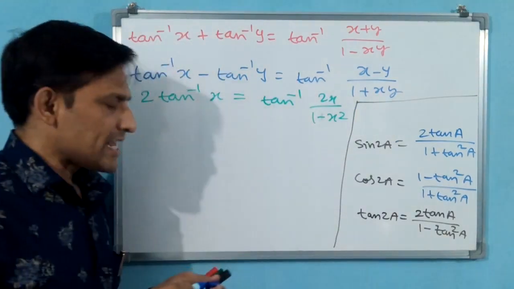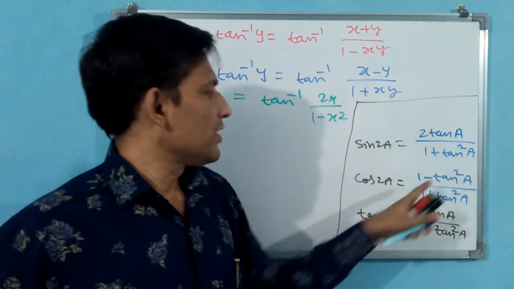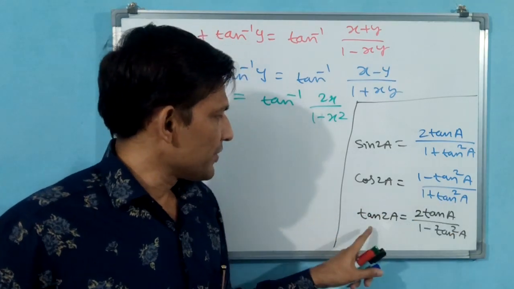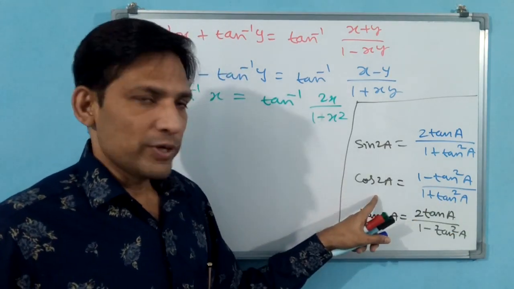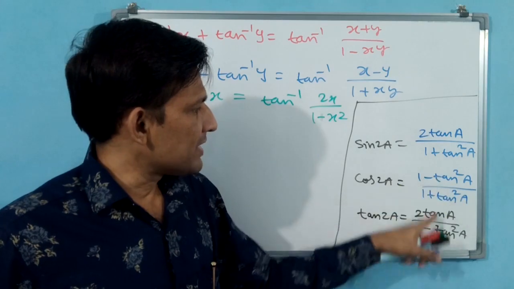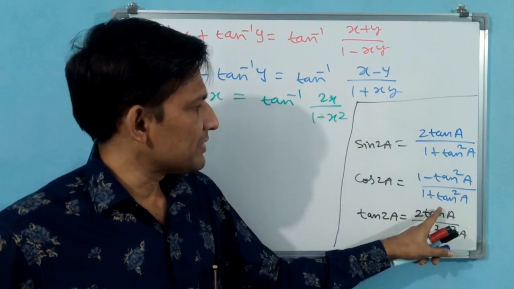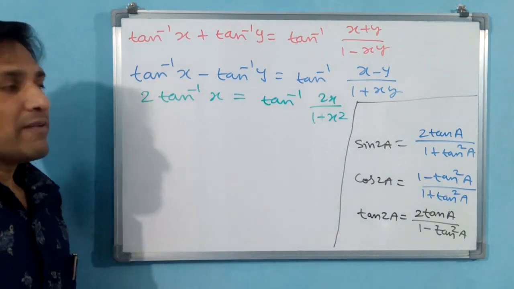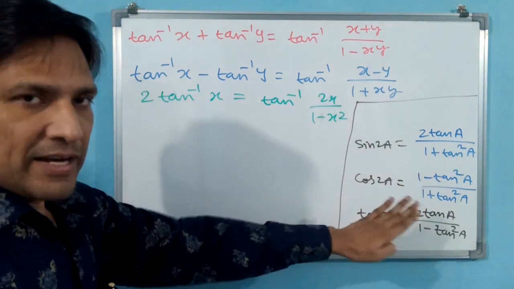Okay. 2 tan a by 1 plus tan square a is sin 2a. 1 minus tan square a by 1 plus tan square a is cos 2a. Tan 2a means sin 2a by cos 2a, which is 2 tan a by 1 minus tan square a, since 1 plus tan square a and 1 plus tan square a are going to get cancelled. These are formulae for trigonometric functions, not inverse functions.